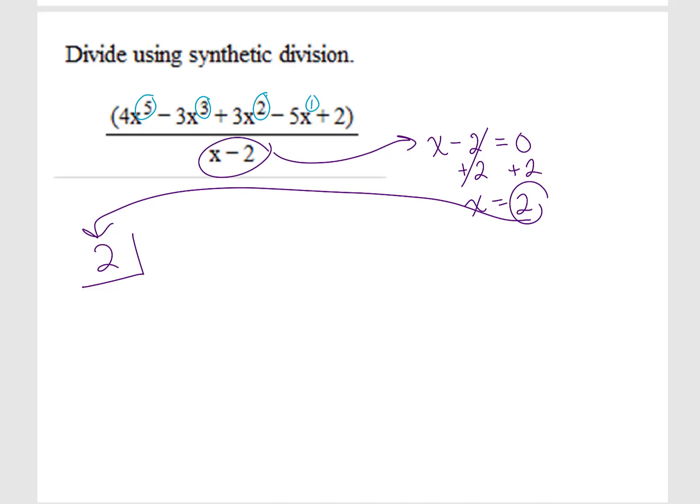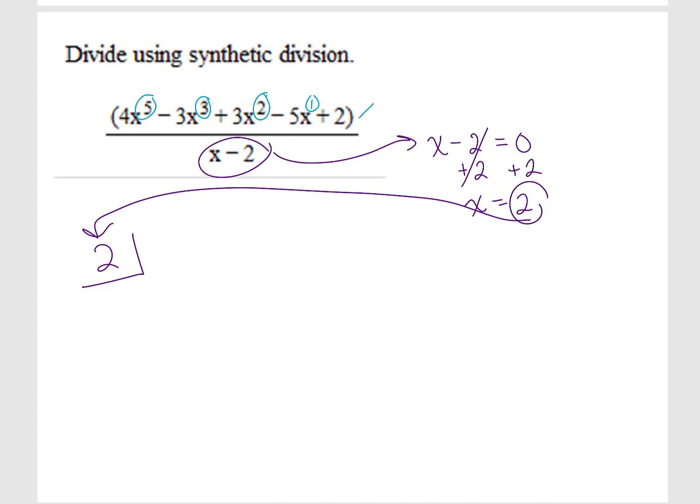The way that you account for that without changing the expression is by adding a 0x to the 4th, right? Because 0 times anything will still be 0. So I can add a 0x to the 6th, 0x to the 7th, right? But I don't need to do that because those aren't falling in between the powers that are included.